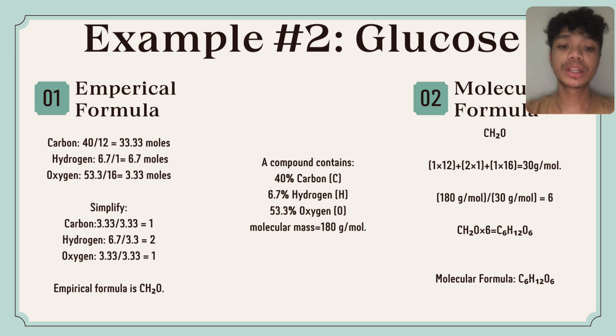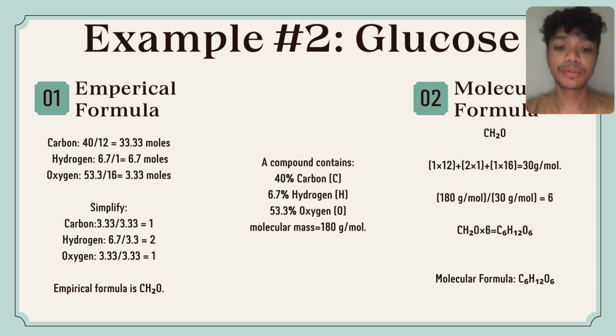So the carbon, 3.33 over 3.33, equals 1. The hydrogen, 6.7 over 3.33, equals 2. And last, the oxygen, 3.33 over 3.33, equals 1. The empirical formula is CH2O.